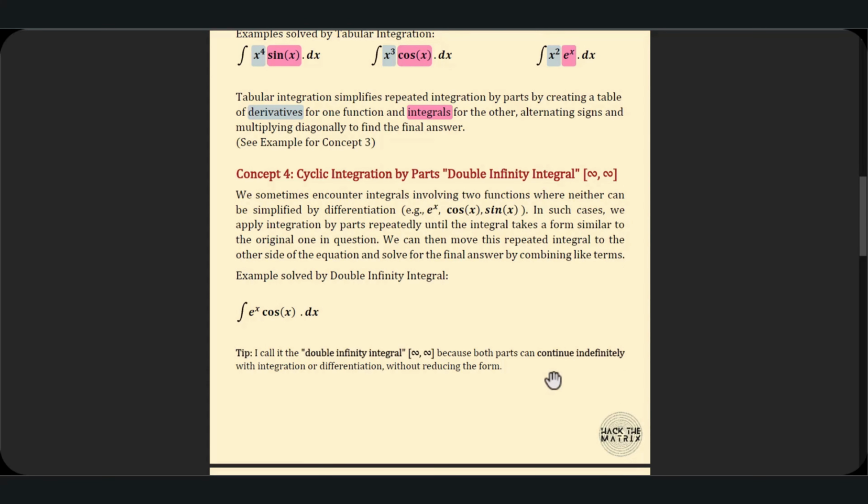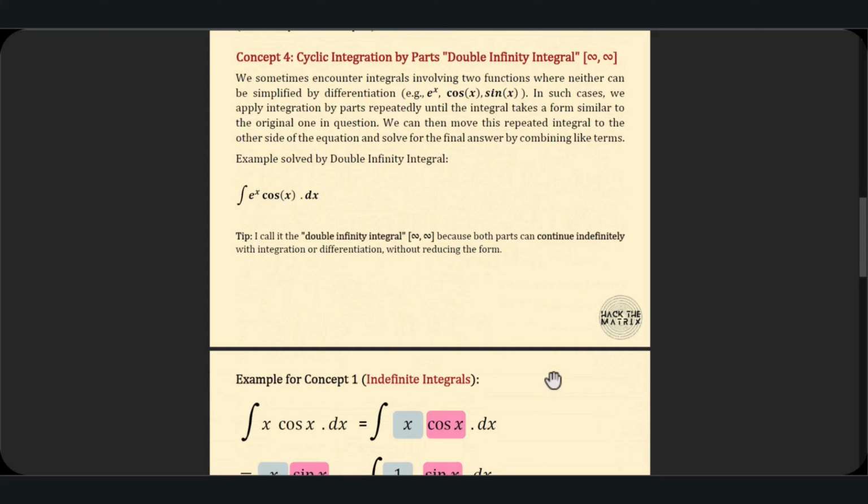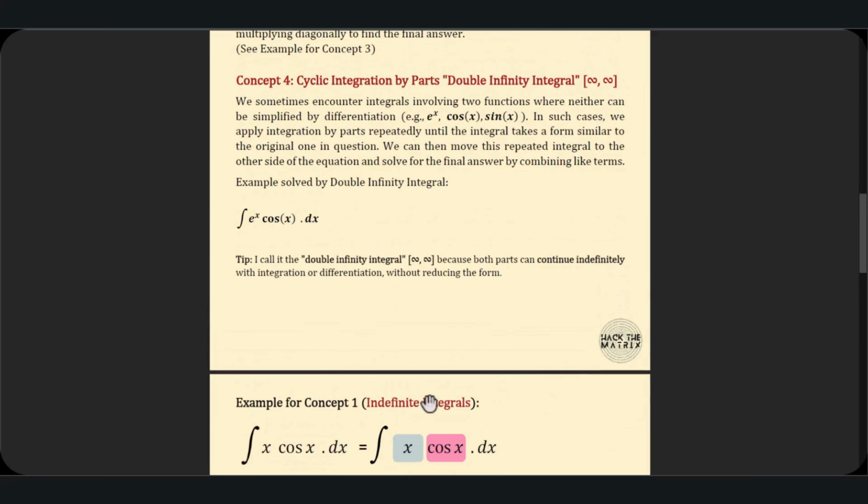Now let's jump into some examples to better understand how to apply these concepts, starting with example number 1. As you can see here, we are basically integrating x multiplied by cosine x with respect to dx. In this form, it's easy. We can easily identify that it's an indefinite integral. We don't have any limits. At the same time, it does not fall under concept number 4, and we don't have a higher power for the x. This means the best way to do this is by following the first method.